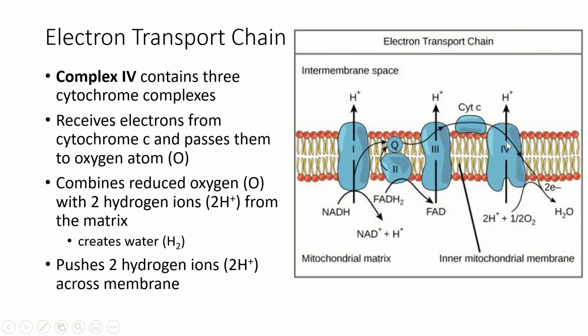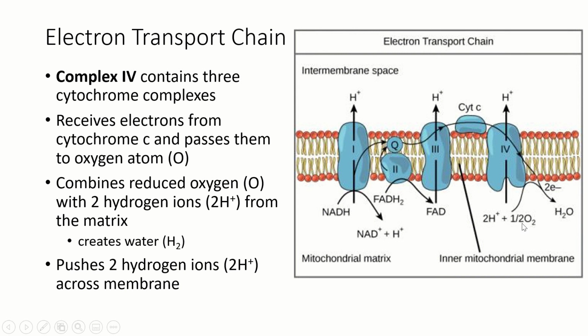This is a really complicated one. It's 3 cytochrome complexes. You don't need to know their names. It's going to receive the electrons from cytochrome C. And notice there's nothing else to pass them to, no other protein in the membrane. Instead, it's going to pass them back into the matrix to oxygen. Yeah, we got oxygen hanging out here.